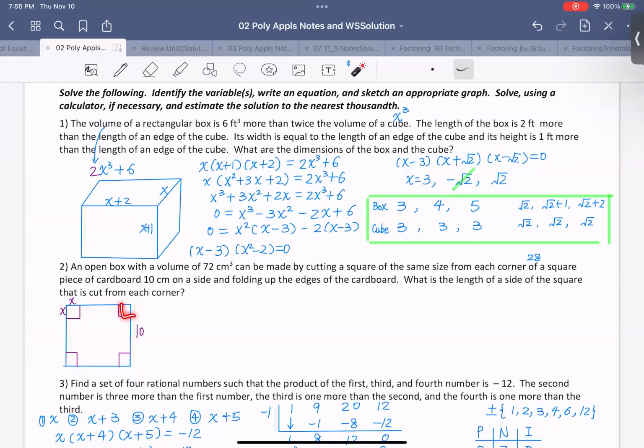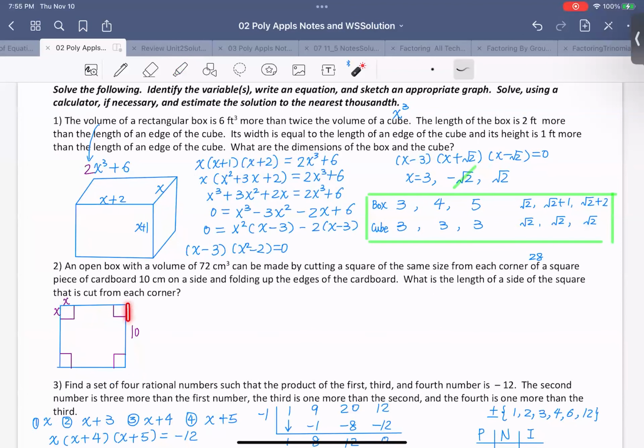You cut the full square at these 4 corners. And then you fold it. It becomes an open box. One side is open. And then they ask you what is the length of the side of the square that is cut. So that x is how much?